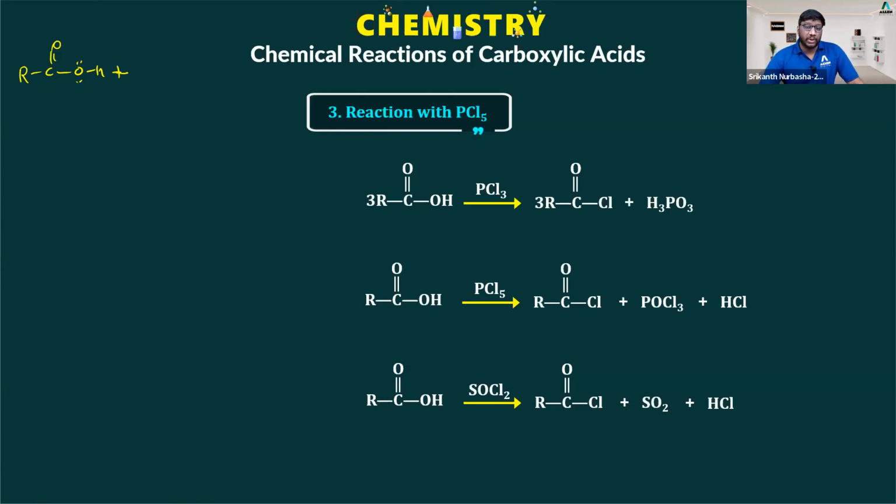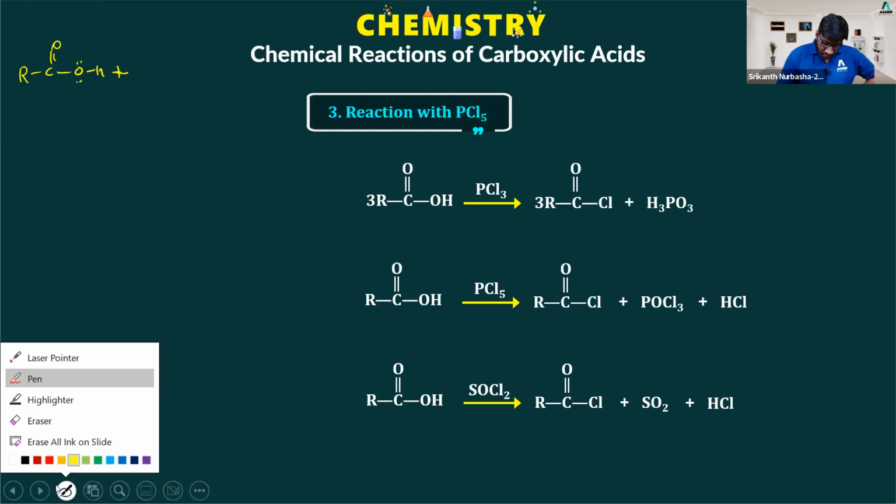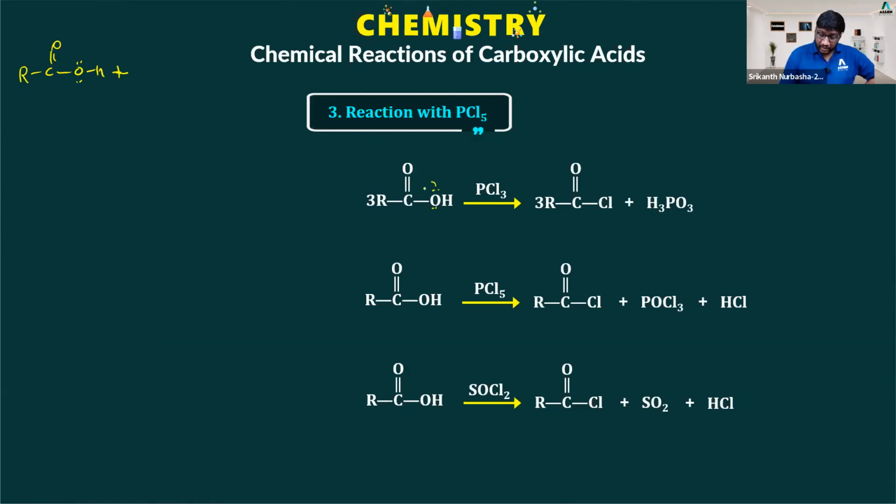So what is going to happen in the first stage, students? The lone pair will attack phosphorus. Lone pair of electrons present on oxygen, they are going to be attacking the phosphorus, but which lone pair? Although we have lone pair of electrons on this oxygen, they were in resonance with the C double bond O. This lone pair is actually attacking.